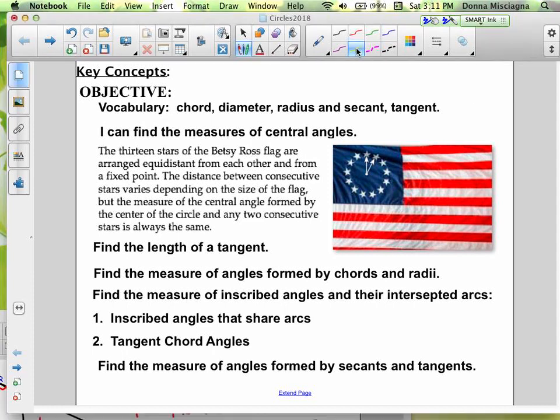If we look here at this flag, oops, let's try that again. I wanted yellow. I got blue.